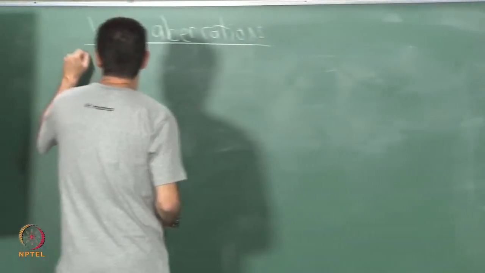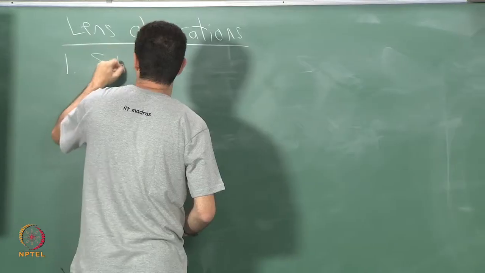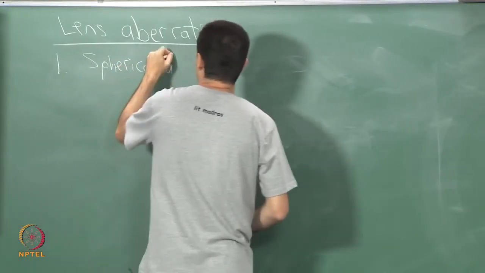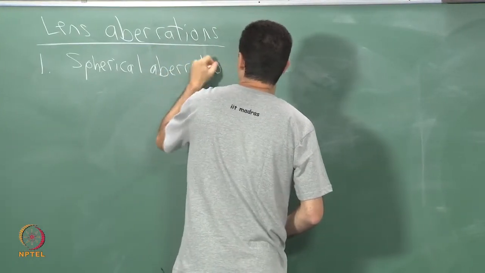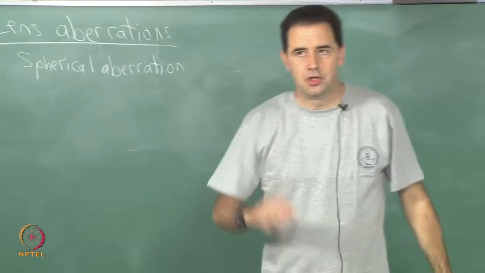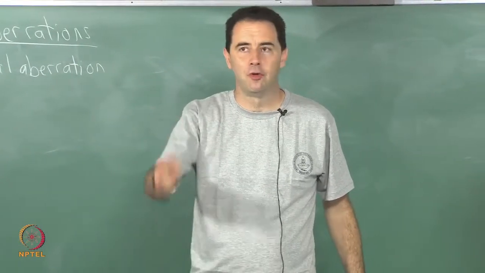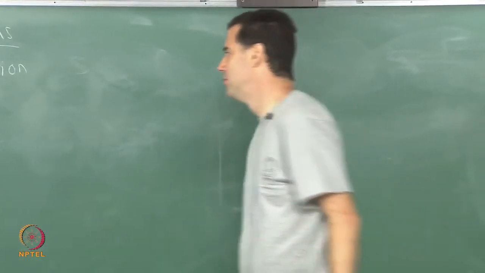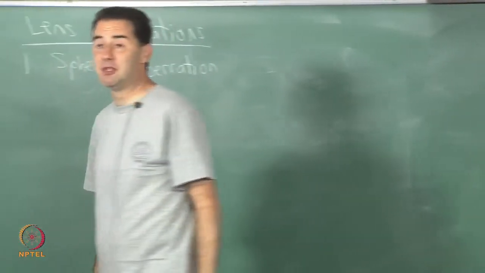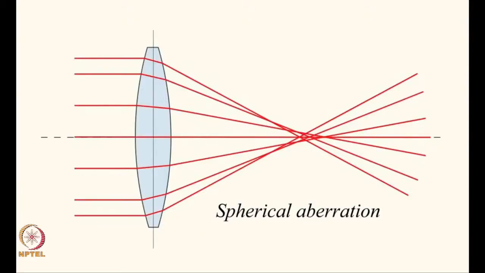So the first one I will talk about is spherical aberration. The cheapest surface to cut for lenses is spherical. However, it is not ideal for generating a perfect image in the image plane. What tends to happen is the following. You have parallel rays of light coming in, and then they do not converge at a common focal point. So it tends to spread out.